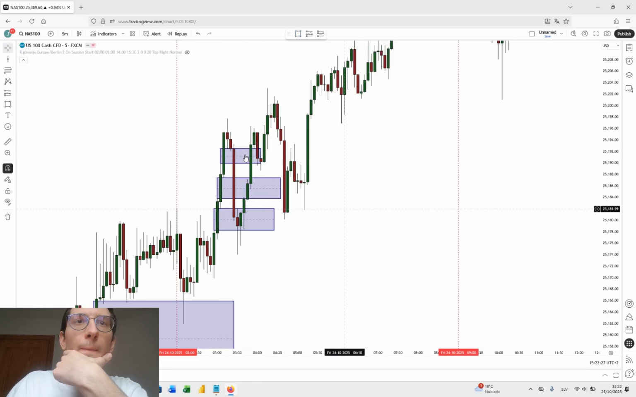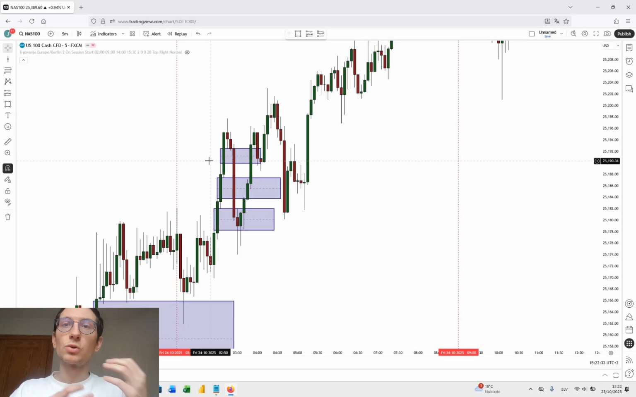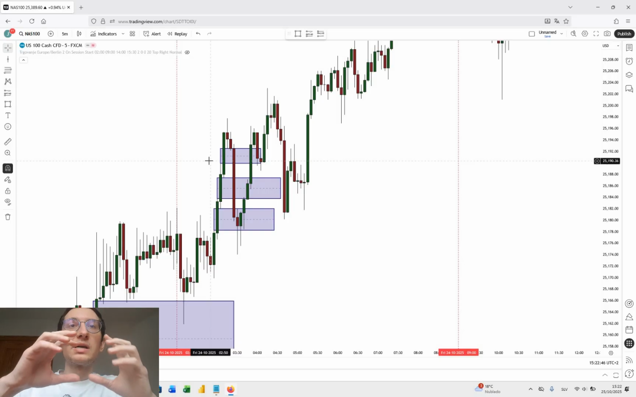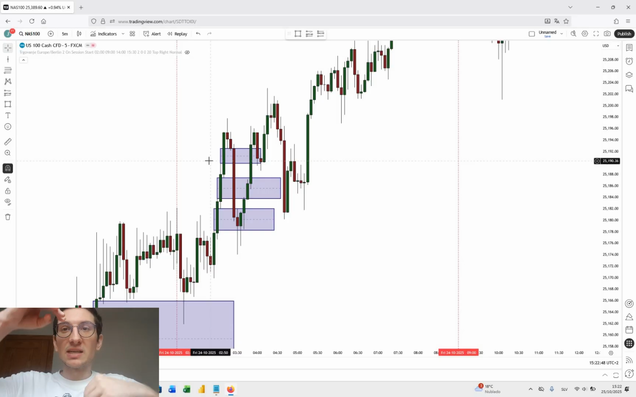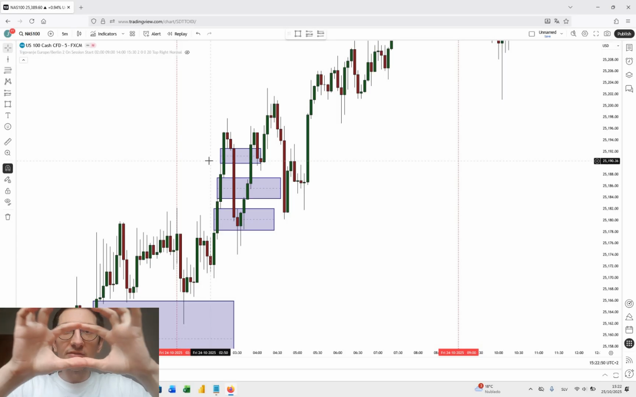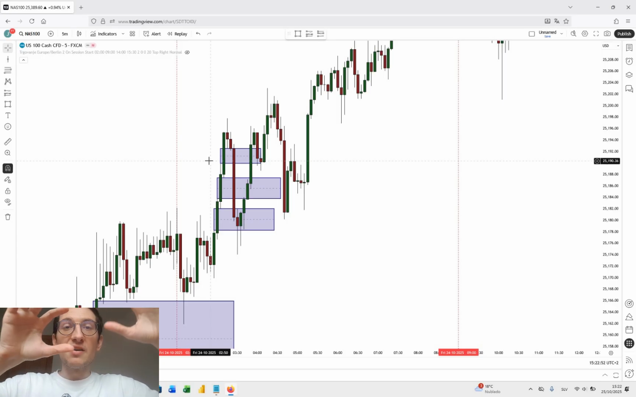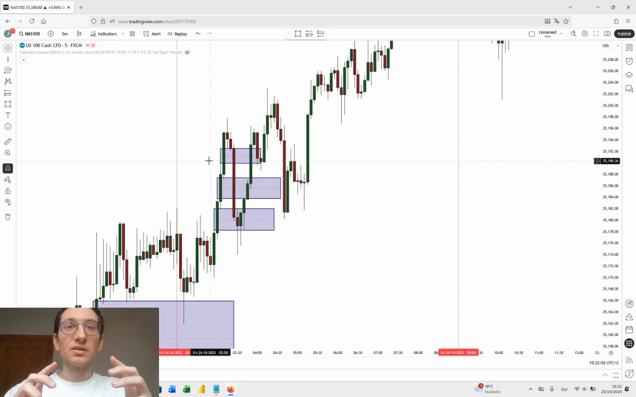Look, here, okay? The fair value gap doesn't have to be the same color, okay? With order blocks yesterday, we had to have the same color for the order block, but a fair value gap can be one red candle, one green candle, and then one red candle again, okay? As long as we have the wicks that don't cover each other, as long as we have that gap in between the first candle and the third candle, this is a fair value gap.